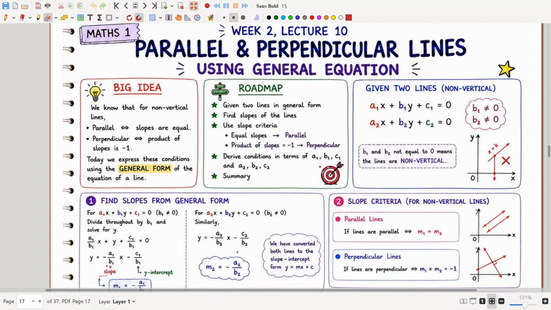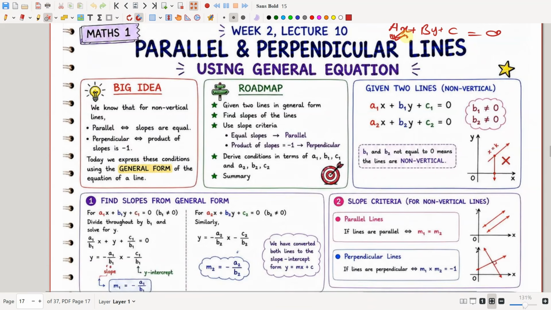Now let's move on to parallel and perpendicular lines using general equations. From the slopes, we know that when slopes are equal, then the lines are parallel. If the product of the slopes is minus 1, then the lines are perpendicular. Now, we saw a general form of line, which is ax plus by plus c is equal to 0, right? So, using this generic form of the line, we are going to find the parallel and the perpendicular conditions.